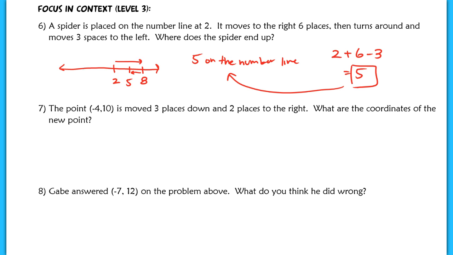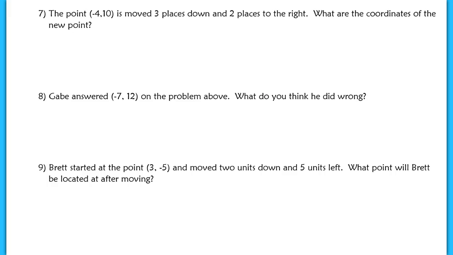Now for number 7, we're no longer dealing with a number line. This time we're dealing with the coordinate plane because we have coordinates here, -4, 10. So we have a point, -4, 10, which is moved 3 places down and 2 places to the right. We're supposed to find the new coordinates of this point. So I think here it's a little bit easier to just do this mathematically. We have the point -4, 10.